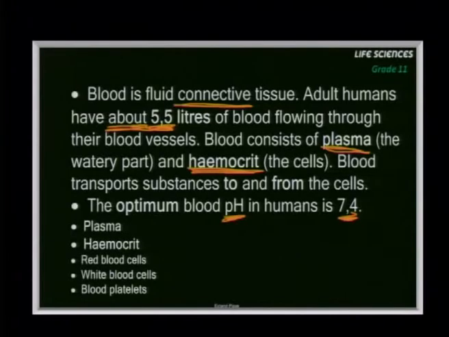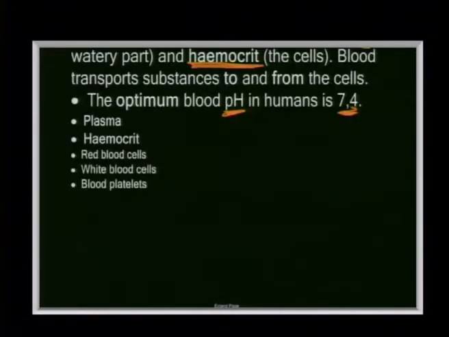Now, if we look at what blood is made up of, it's made up of the plasma and the hematocrit. And the hematocrit is made up of the red blood cells, white blood cells, and platelets. Your red blood cells carry oxygen. Why? Because your red blood cells have something called hemoglobin. And the heme of the hemoglobin means iron. So the hemoglobin is the oxygen taxi, all right?